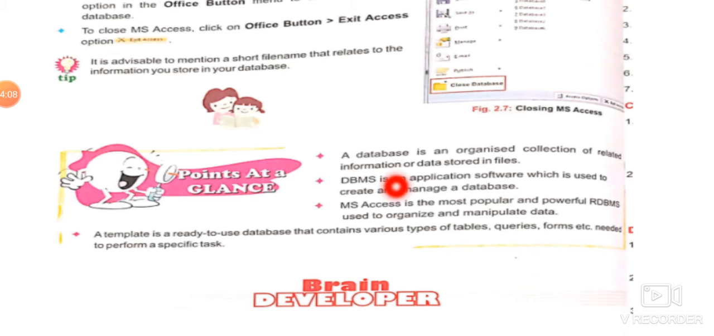Second, a DBMS is an application software which is used to create and manage a database. If you all remember the definition of application software, application softwares are those softwares which are designed to perform specific tasks, and here the specific task is to create and manage the database.